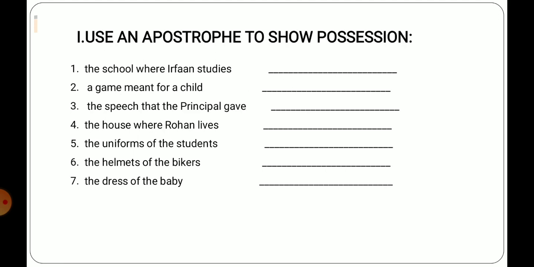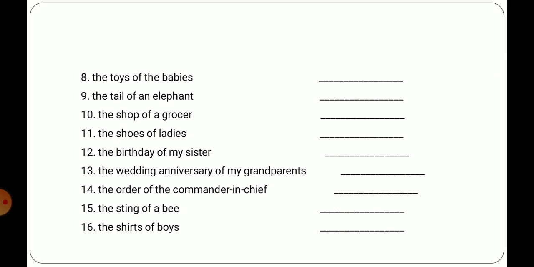So, based on the rules, you have to see that if the owner of the particular thing is singular, if the noun is singular, you will be using the first rule. If it is plural, but it is ending with S, you will be using the second rule. If it is plural but not ending with S, you will be using the third rule. The toys of the babies. Now babies is plural. So which rule you will be using? You will be using the second rule.